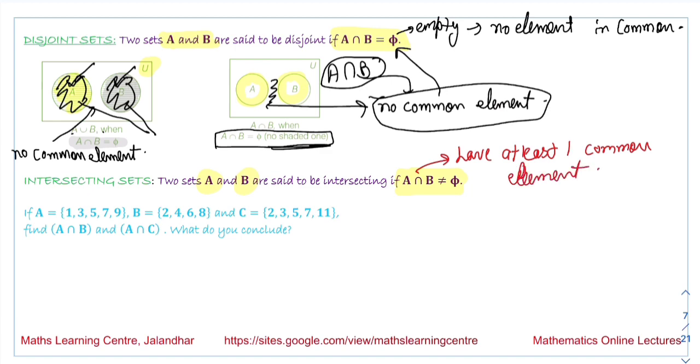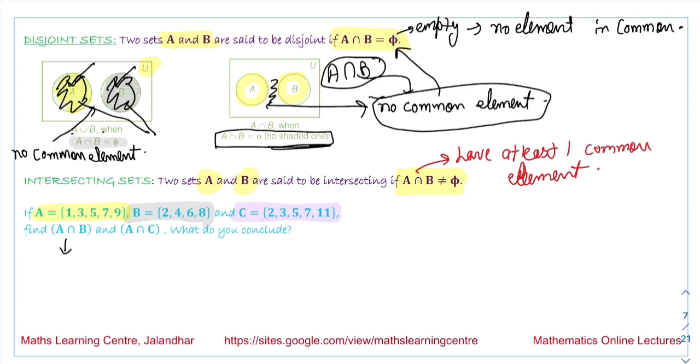So the examples are given over here. This set A is given, it is 1, 3, 5, 7, 9. This set B is given, it has elements 2, 4, 6, 8. And this set C is given, it has elements 3, 2, 3, 5, 7 and 11. We have to calculate the value of A intersection B.